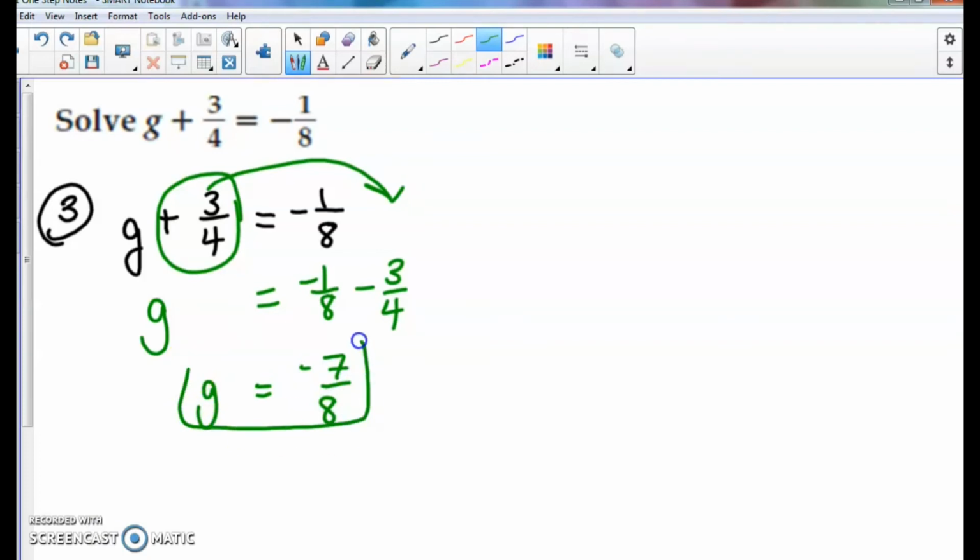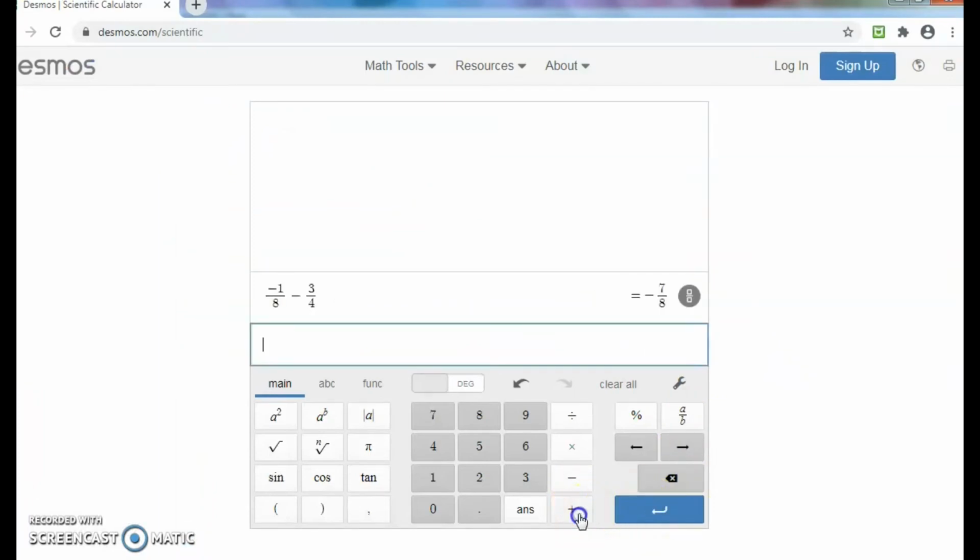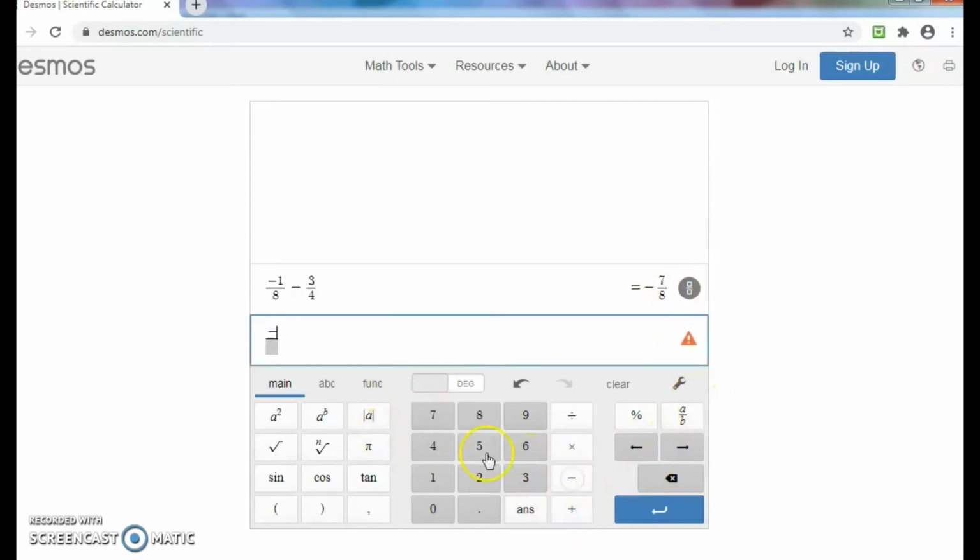This one doesn't call for a formal check, but if you have Desmos handy, you can always plug it in up here for this g and say negative 7/8 plus 3/4 and see what we get. So negative 7/8, now we can hit plus. Try this again. Negative 7/8 plus 3/4. Oh, I didn't hit the over button. Backspace, over button. Plus 3/4.